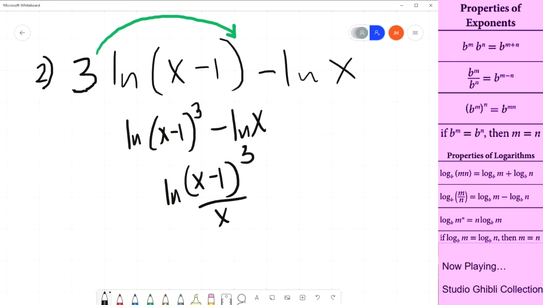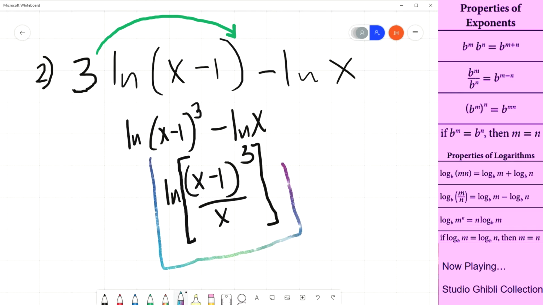And what you'll notice here is that the natural log is applying to this entire expression. I don't have to write those brackets, but I write them there just so you guys can see the distinction. So here's my final answer: ln of x minus 1 cubed over x.